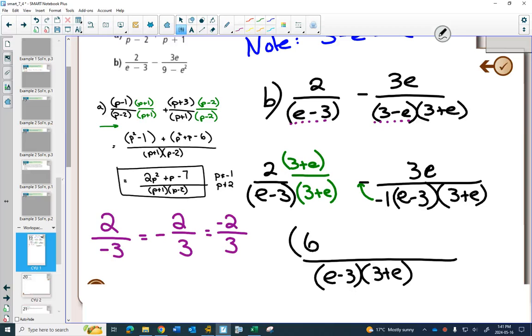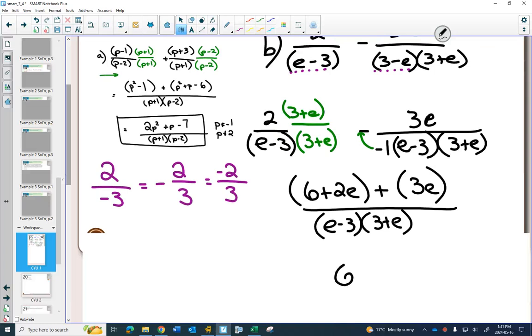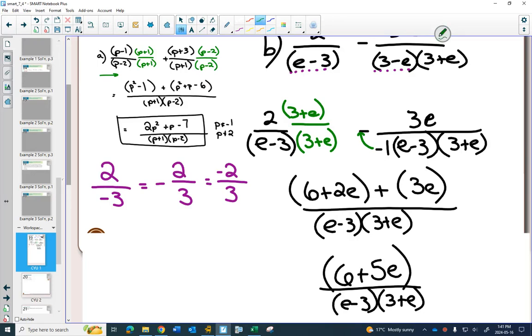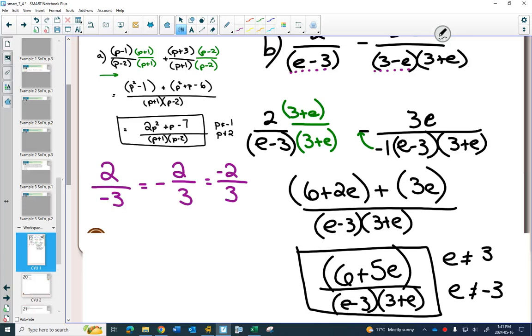My first one, when I multiply this out, is going to be 6 plus 2e. Now I have a plus sign. My second one was 3. Like terms on the top: 6 plus 5e, over e minus 3, 3 plus e. This is grouped together. I check if any of my terms are identical, and they are not. So this is my final simplified answer. And of course, e can't equal 3 and e can't equal negative 3 are the non-permissible values.